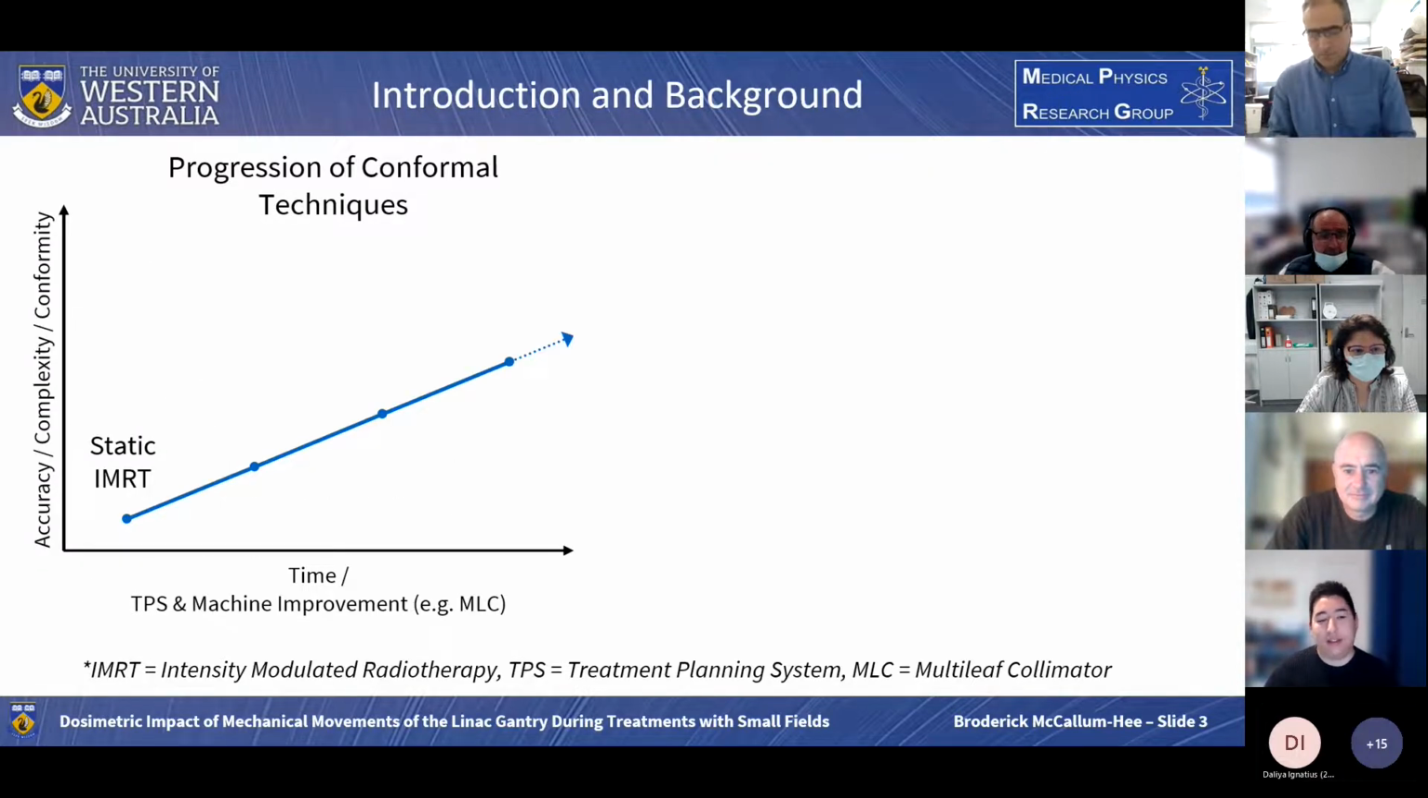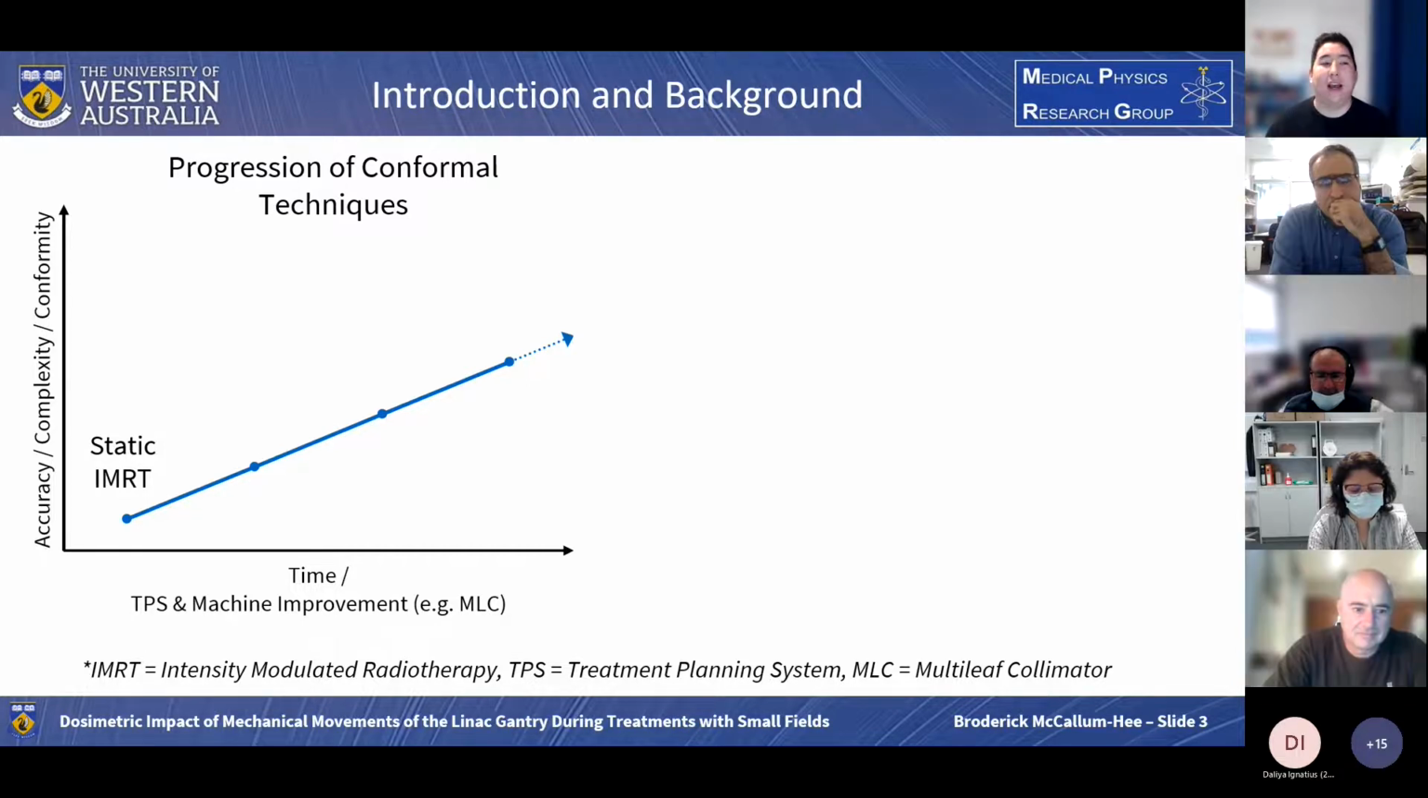Before I get into the depths of my project, I'd like to provide a contextual background into the progression of conformal techniques. I've drawn up a sketch diagram where on the x-axis we have the progression of time, which also corresponds with improvements in our treatment planning systems and machines. In particular, the MLC technology improvements are of note. On the y-axis, roughly speaking, this corresponds to increases in accuracy, complexity, and conformity.